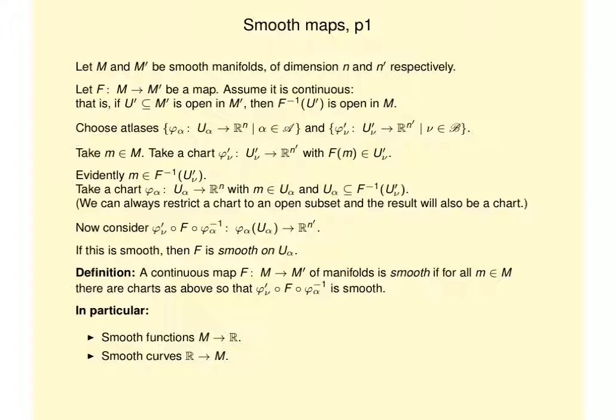So take atlases, phi alpha from U alpha to Rn on the domain, and phi prime nu from U prime nu to Rn prime on the target. Take a point, little m. Now I'm not going to take a chart around little m, not yet. I'll take a chart around F of m, so that'll be a chart on the target, a phi prime nu chart. And clearly little m belongs to the pre-image, F inverse of U prime nu.